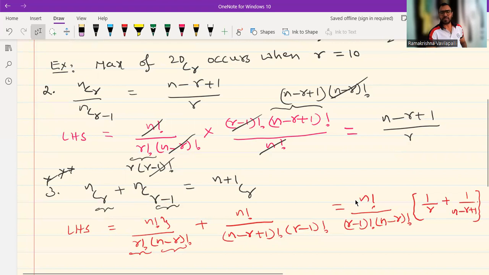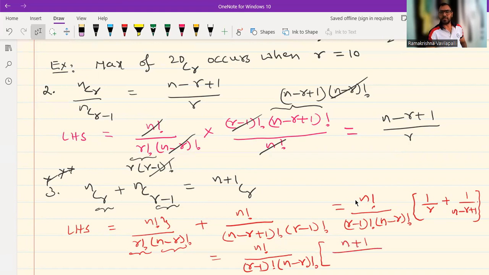So let us simplify this. This gives us n!/((r-1)!(n-r)!) outside of the bracket. Now inside the bracket, taking LCM, you will get in numerator (n+1), in denominator r into (n-r+1).